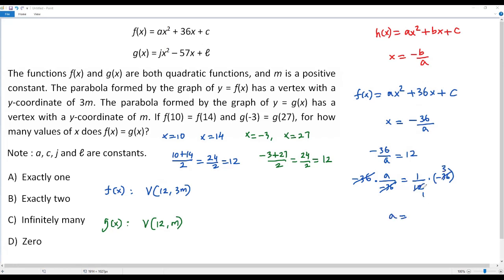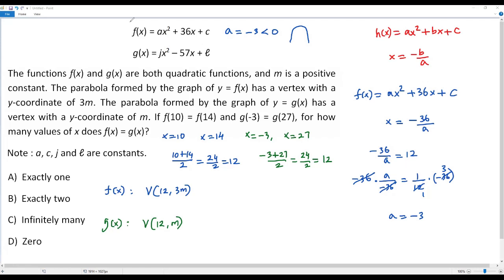We have on the left side, here 1 times negative 3 equals negative 3. Okay, here I got the leading coefficient of the quadratic function f of x, that is a equals negative 3, which is less than 0. Then the vertical parabola we get for the quadratic function f of x will open down.